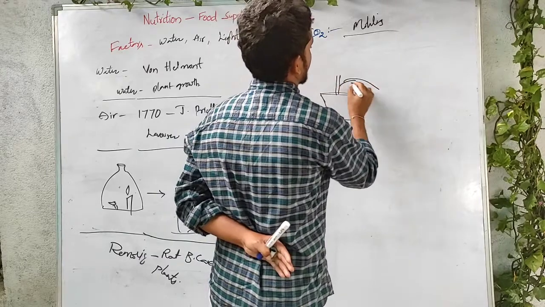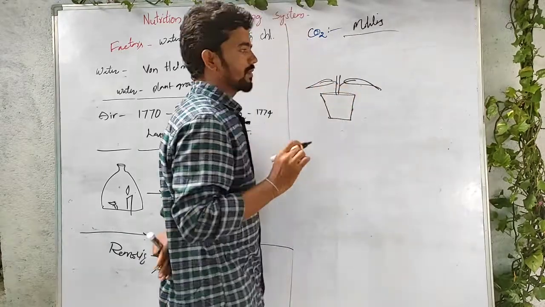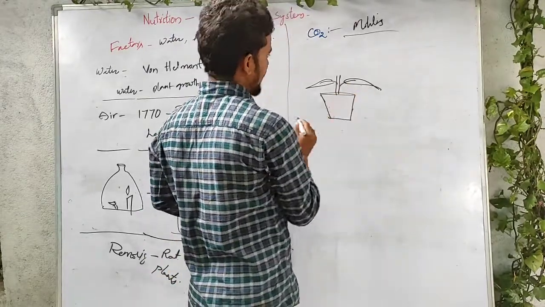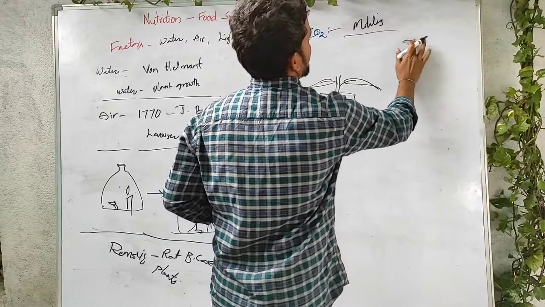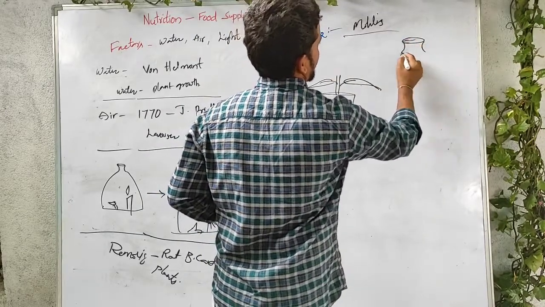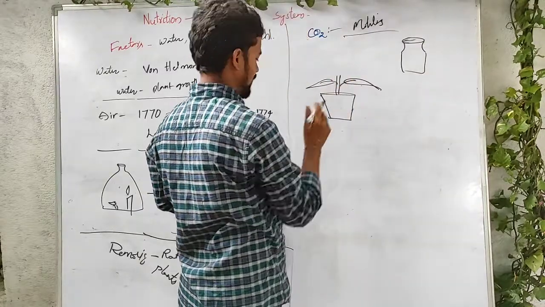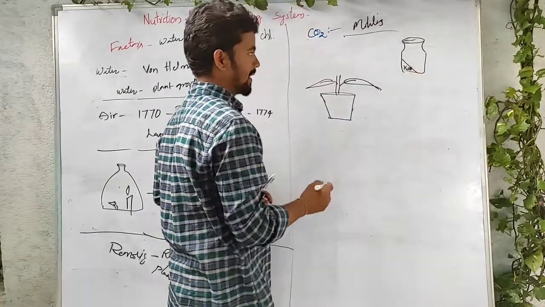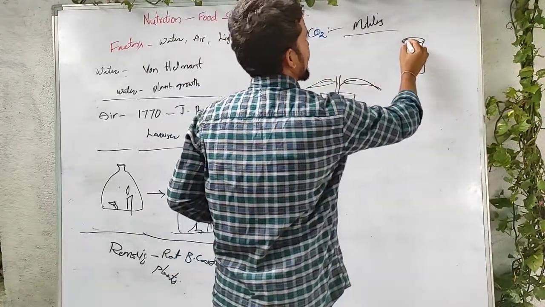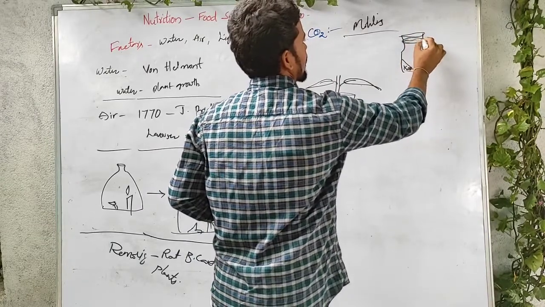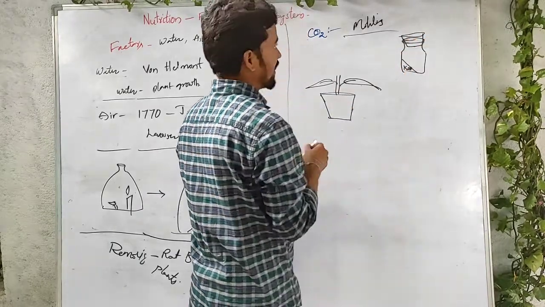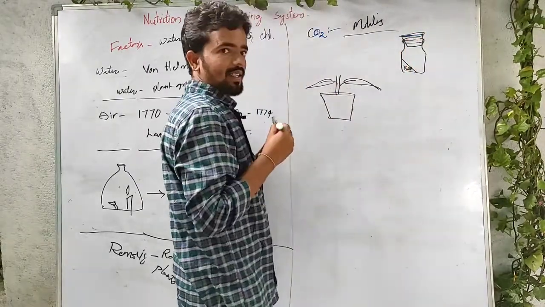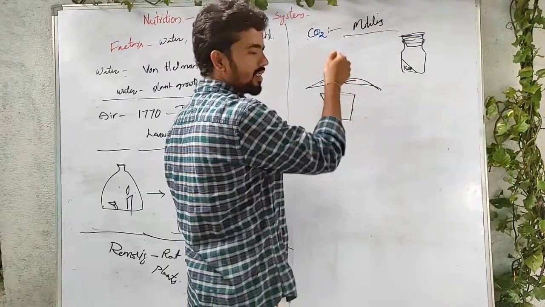Now, this is the plant which is de-starched. Now, what do we have to take? We have to take a wide-mouthed bottle, a bottle which is wide enough to insert this leaf. And now we have to add some amount of KOH solution or pellets, and we have to put a cork on it. The cork should be split in the middle so that the leaf can be inserted in it.